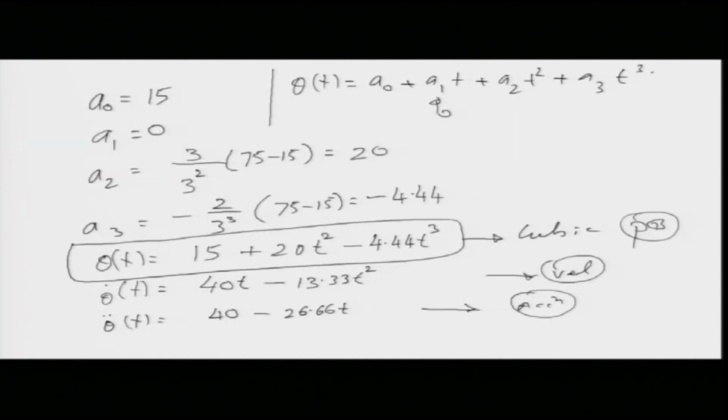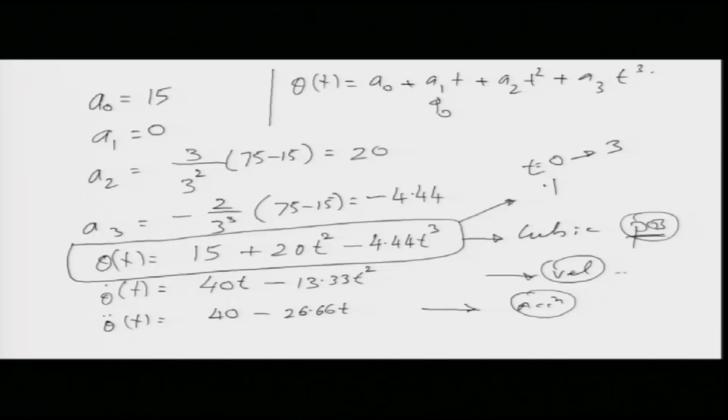For position I have this equation. What I simply do is let time go from 0 to 3 seconds. In intervals of 0.1 second, I put 0.1 into here and get theta, then I put 0.2, 0.3, 0.4 like that, see the corresponding theta and then I plot. That gives me the variation of theta with respect to time.